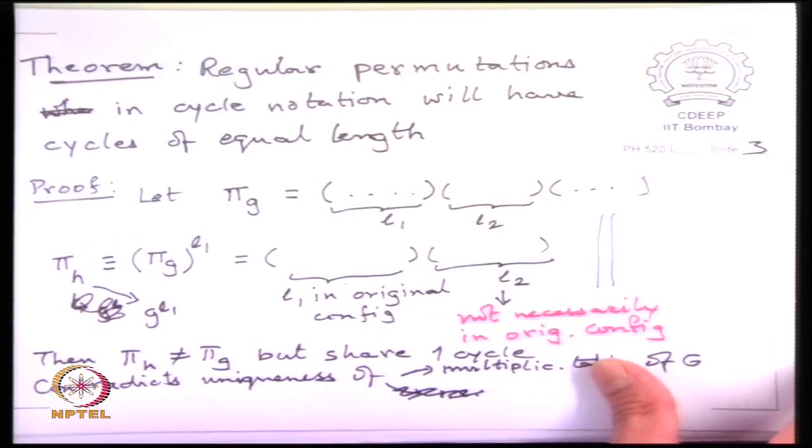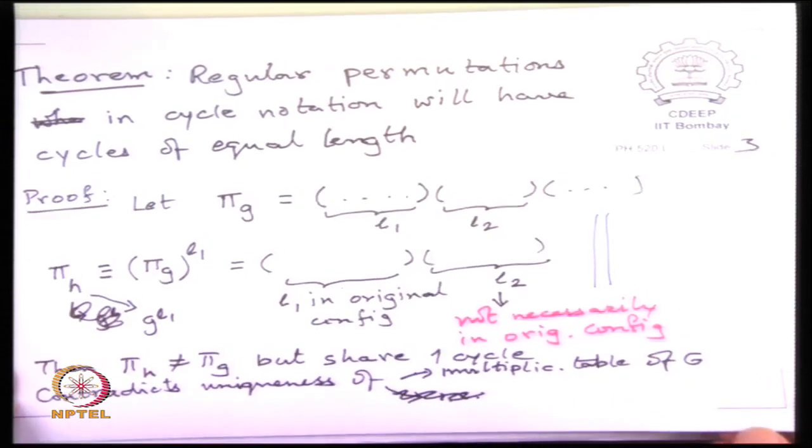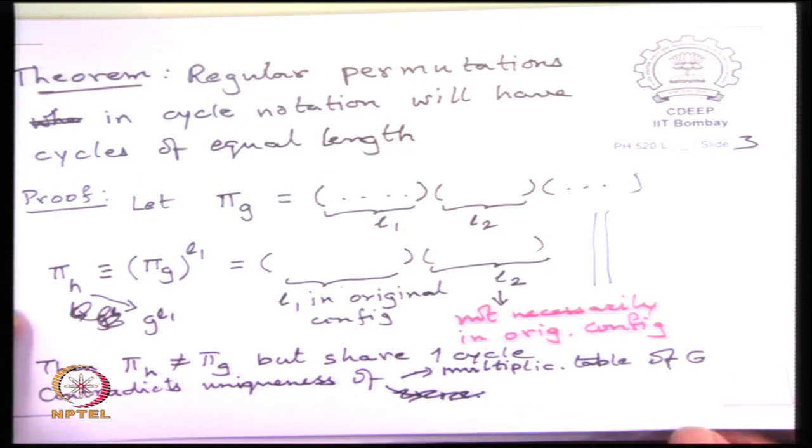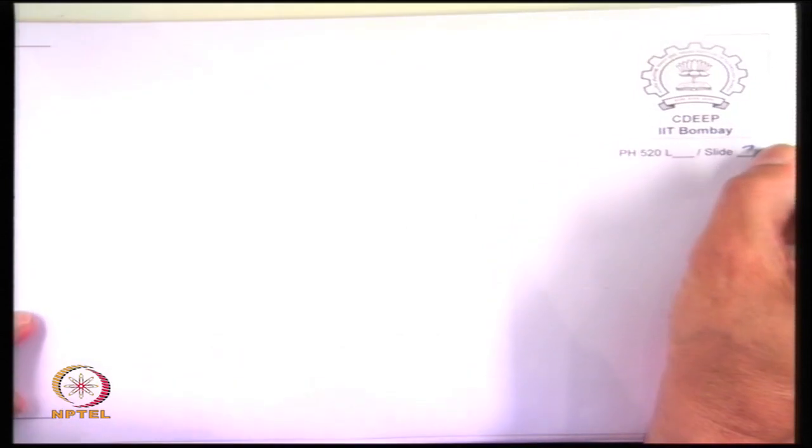So this is a very powerful theorem which says that when you embed a group of size n into the permutation group or symmetric group, you will automatically get elements represented by cycles of equal length. Okay.